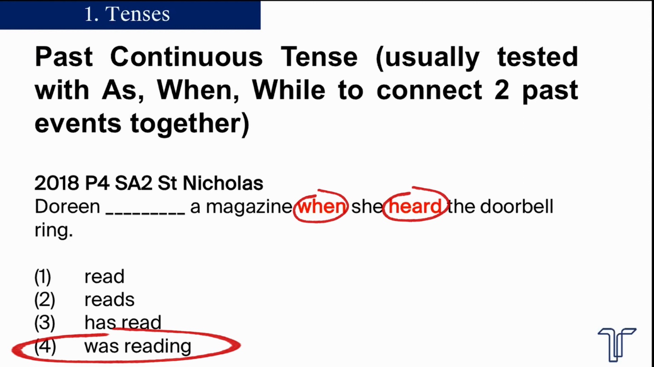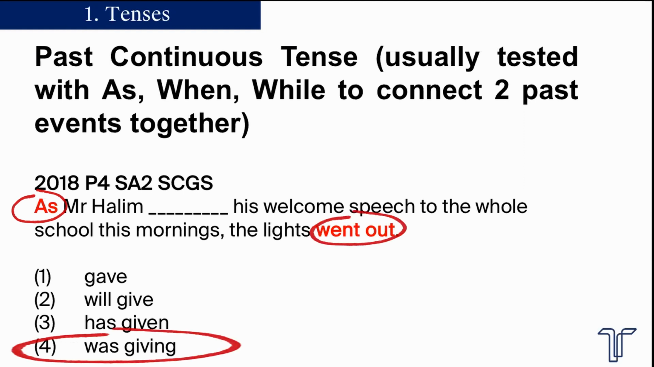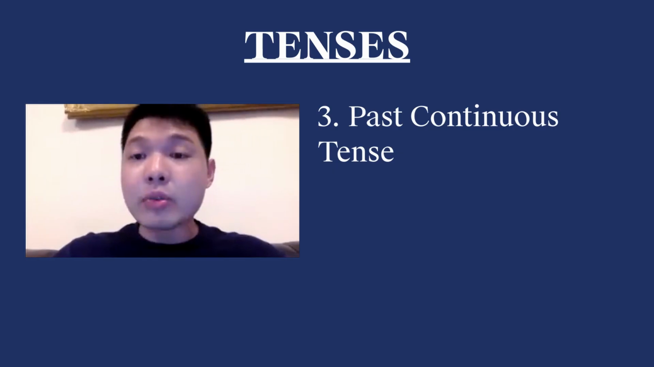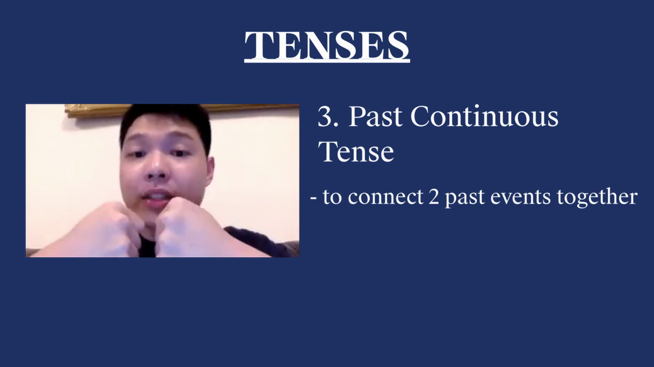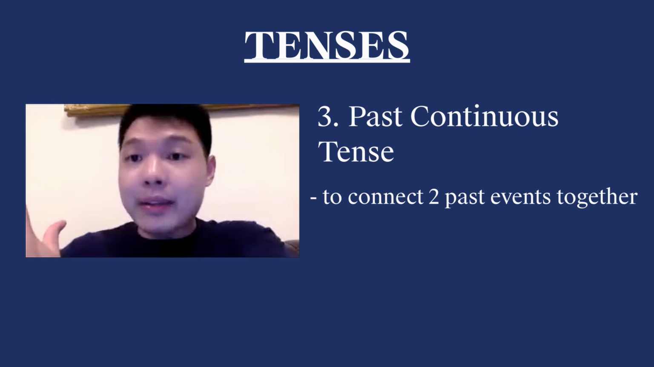Okay. So you want to highlight when and you want to highlight the past tense of the word, all in red for you to see. The next one, of course, is when you see the word as, and then you see another past tense, went out. So as Mr. Halim was giving his welcome speech, something else happened. It's always in the past. So remember, past continuous tense is used to connect 2 past events together, right? I was doing something, and then something else happened.